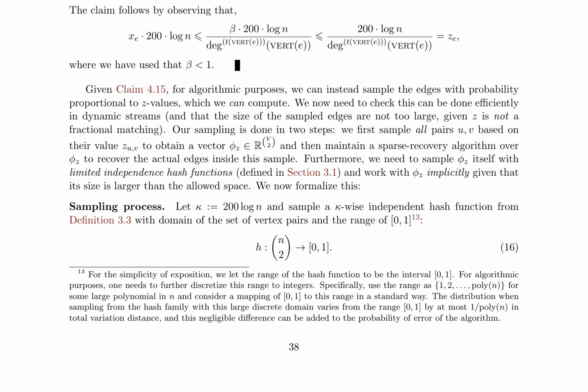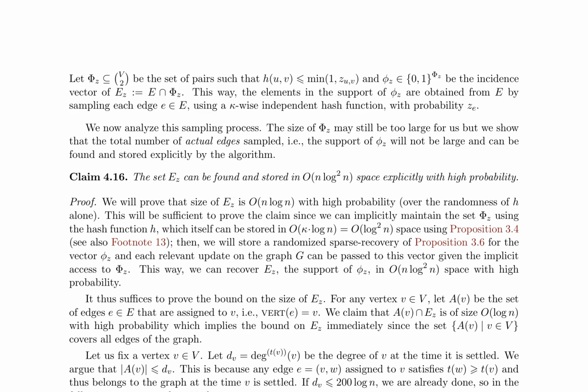The sampling is done using a kappa-wise independent hash function, where kappa equals 200 log n. The authors present a novel approach to finding a large matching in a graph, leveraging a combination of sampling and rejection sampling techniques. They define a set phi_z of pairs (u, v) such that h(u, v) is less than or equal to min(1, z(u, v)), where h is a kappa-wise independent hash function and z(u, v) is a probability value.